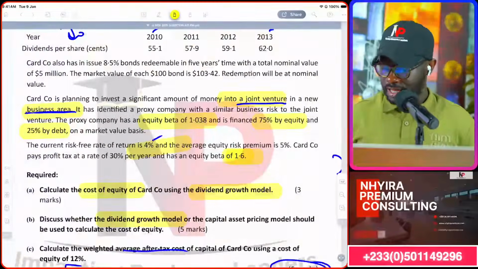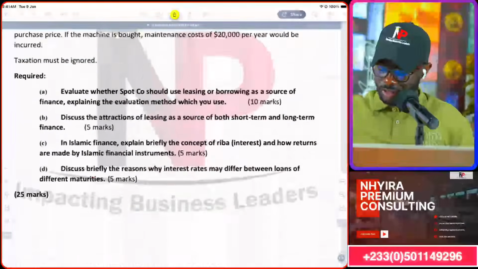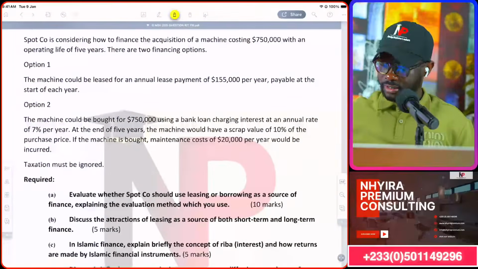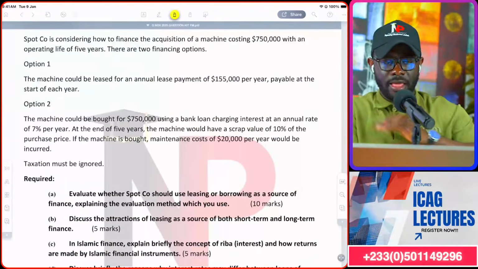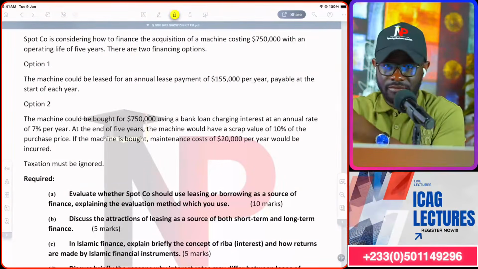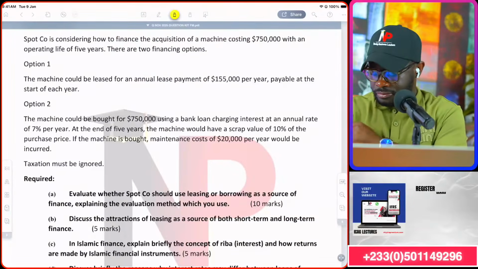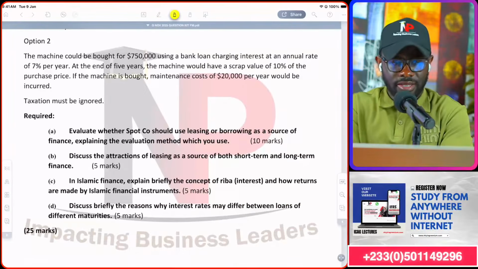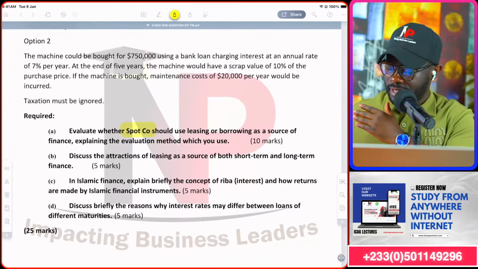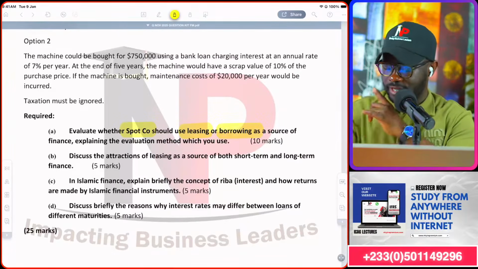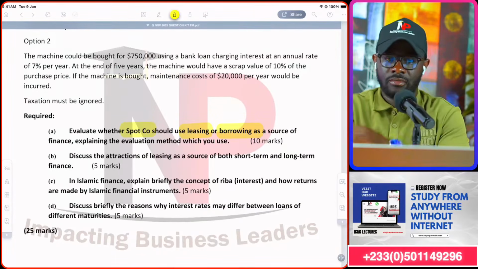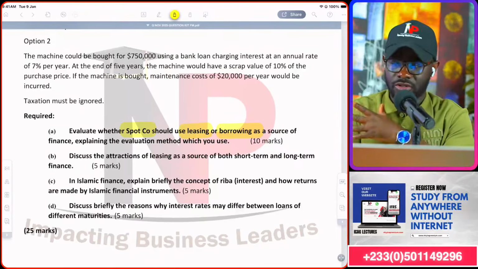Let's look at another question, and we'll go down to maybe question number 4 here, in the question flow. Still a business finance related issue. What do we have here? For 10 marks, the examiner says, evaluate whether Sportsco should use leasing or borrowing as a source of finance.